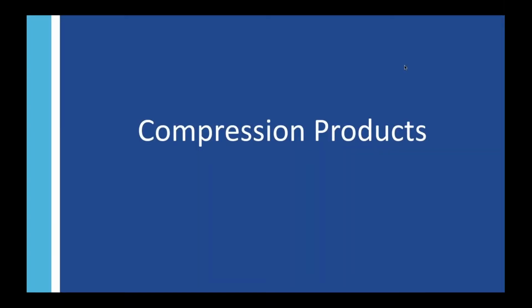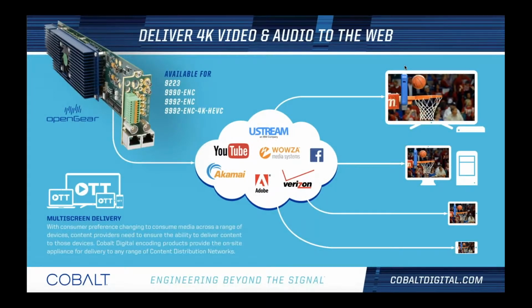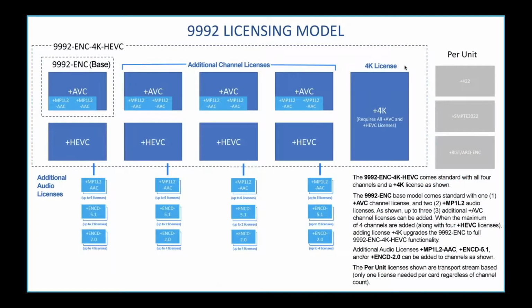So now we're going to get into some of the new releases that we're going to be showing here at IBC, starting with our compression line. As you may have known if you're following our product, we have already released an encoder, 4K HEVC capable encoder, that by itself is a perfect streaming solution for OTT and allows you to publish to multiple destinations from the one card. And now at NAB, the licensing for that, it's up to a 4-channel card. You can license it all the way to 4K or a single channel.